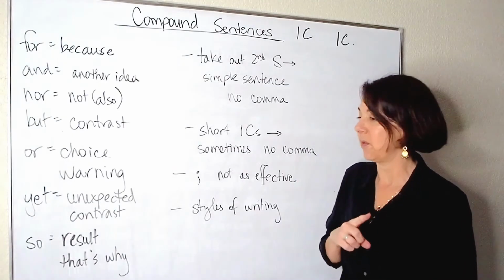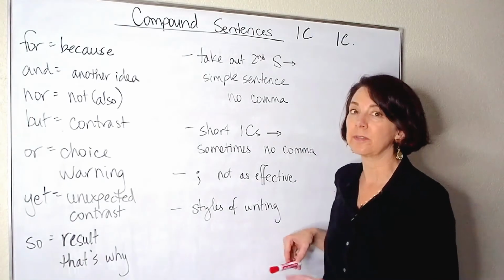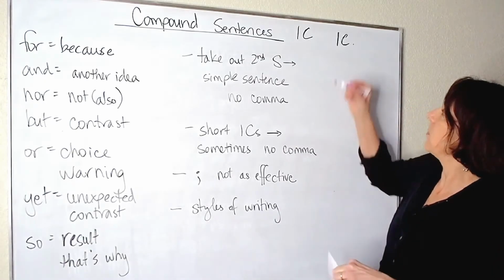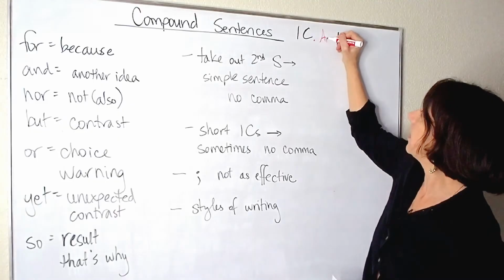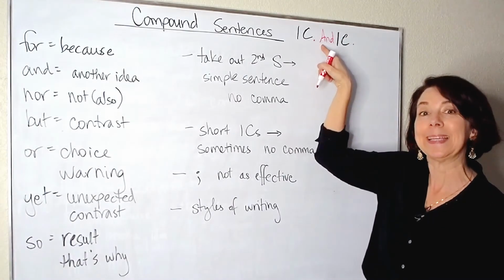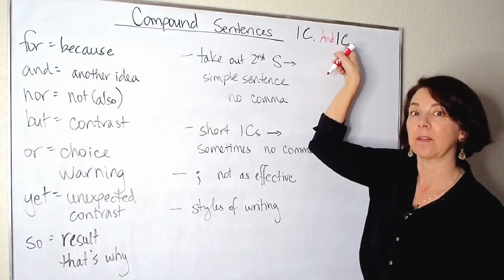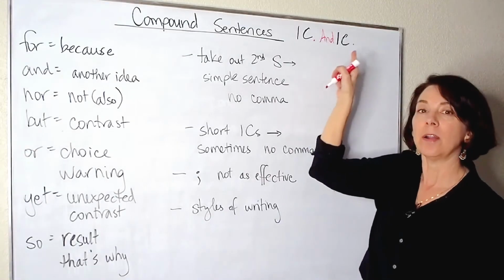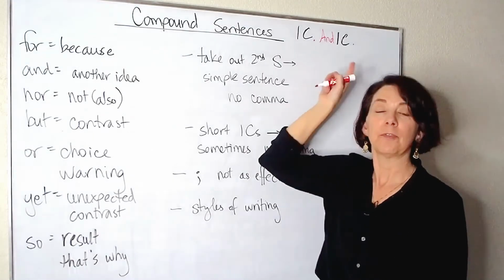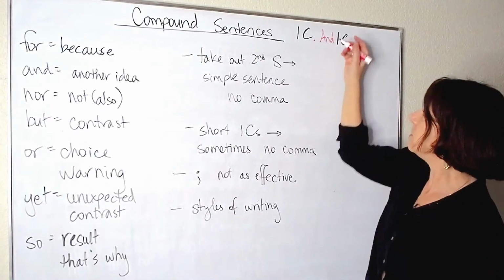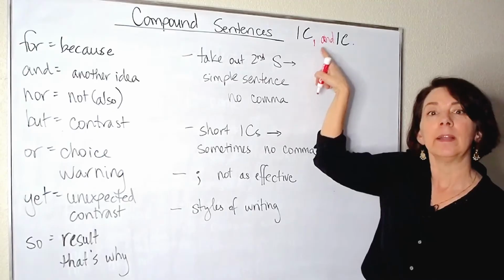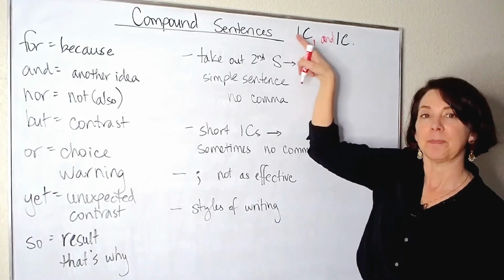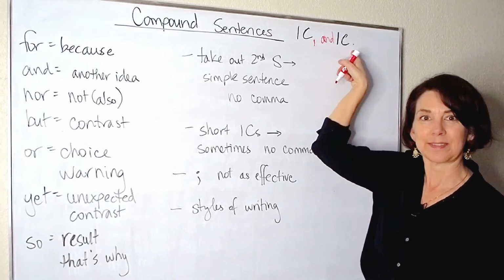What I want you to know is that in some styles of writing, you can see this pattern where you have a period at the end of the first independent clause, and then the coordinating conjunction actually begins the next independent clause. But we do not use this in school. For academic writing, we should use the form that I showed you before, where we have a comma and the coordinating conjunction to make one compound sentence.